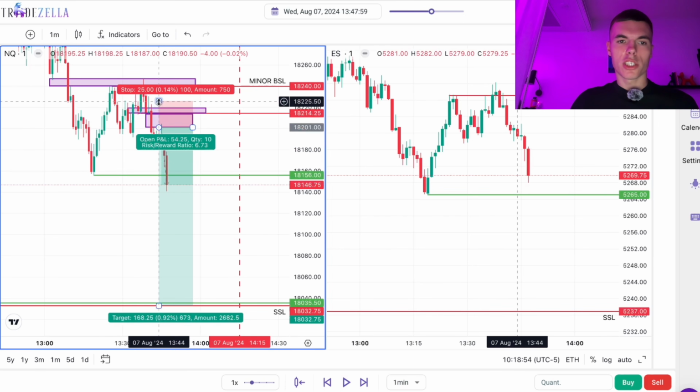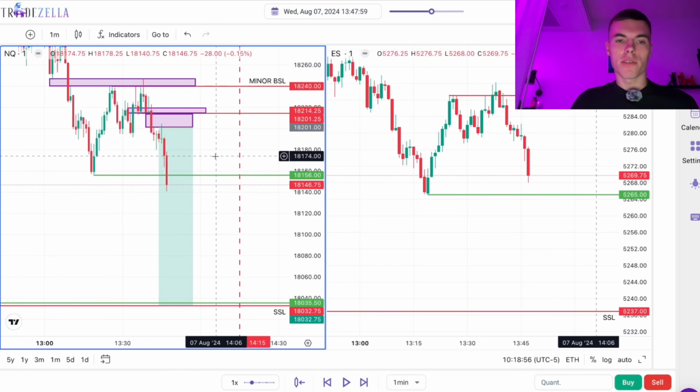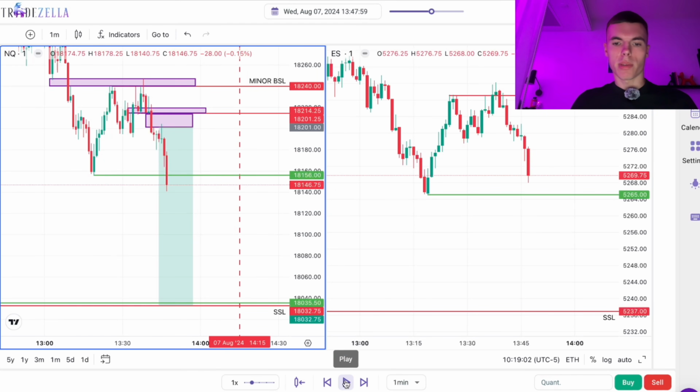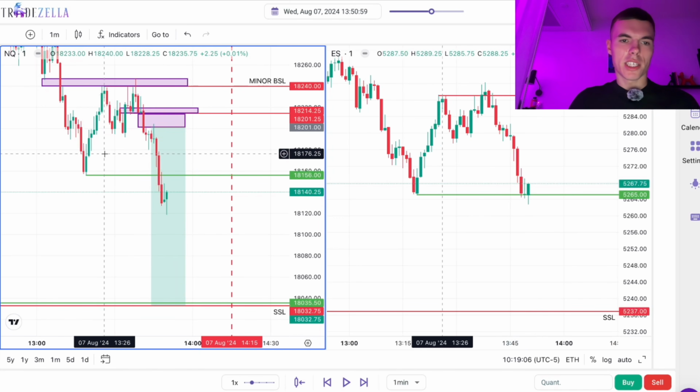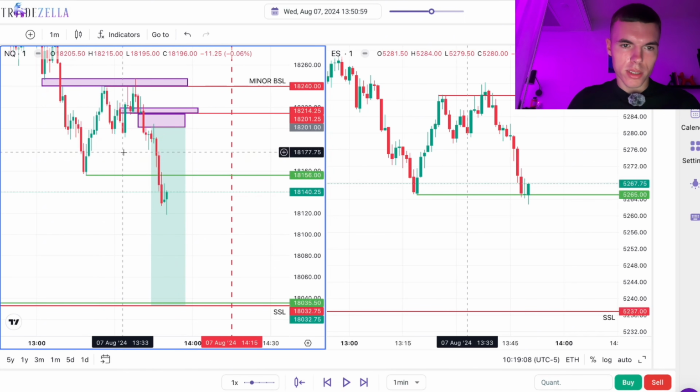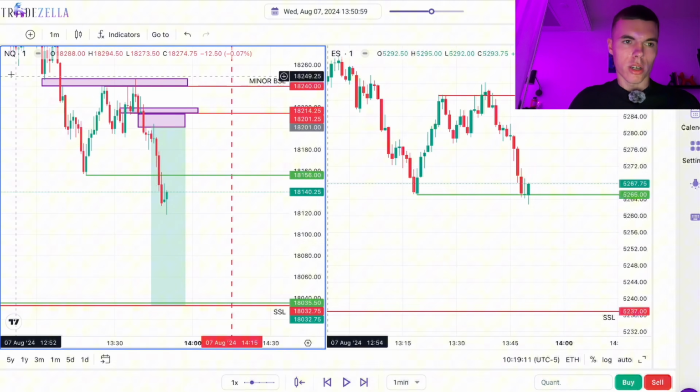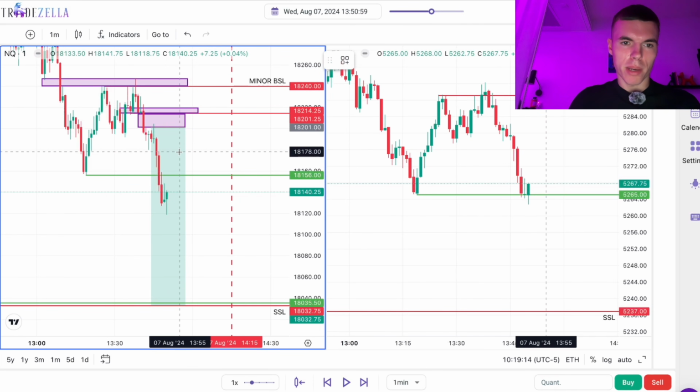Okay, there you have it. So our first TP has just been smashed. You'd move your stops to break even, close 50% of the position at this point, and let's see how the rest of the trade plays out. So at this point, I would actually trail my stops above this 1 minute bearish. I'd trail it at 17725.